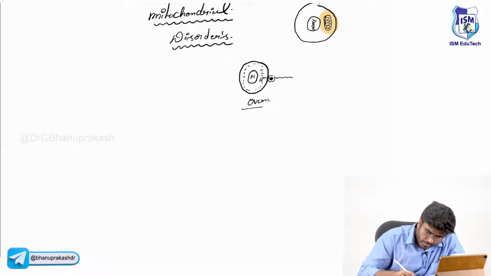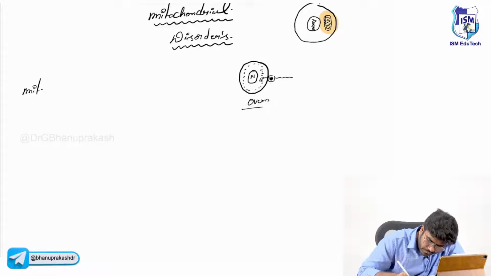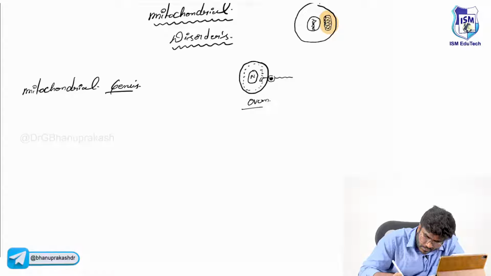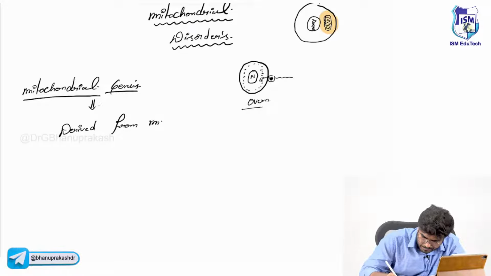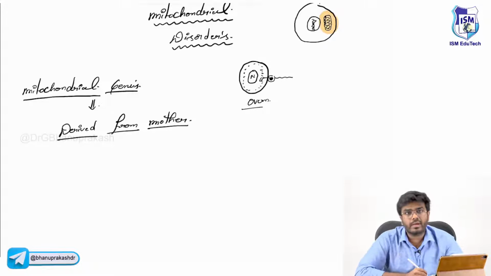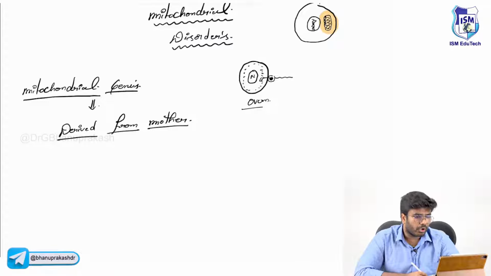First write: mitochondrial genes. From where do you get them? Derived from the mother. Purely maternal in origin. The father is not giving any mitochondria.